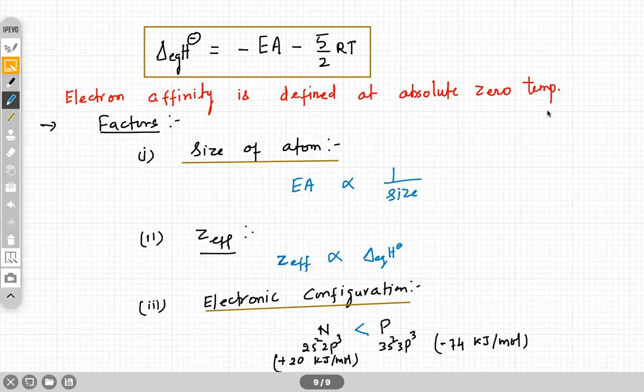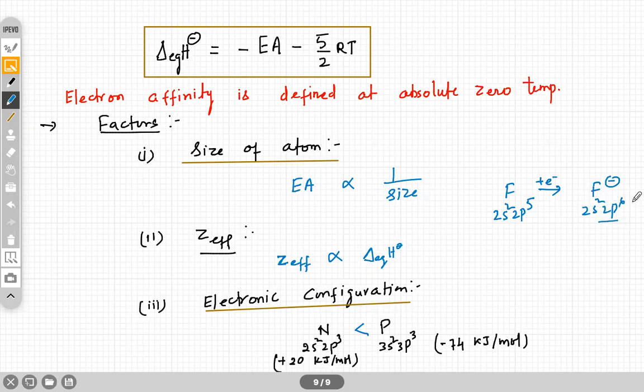Similarly, you see halogens, like fluorine, which has 2s2 2p5 configuration. So fluorine or halogens have a high tendency to accept an electron and convert into a negatively charged ion, because it becomes stable with a fully filled configuration. So it has a very high tendency to accept an electron, and its electron gain enthalpy and electron affinity are very high, negative values.